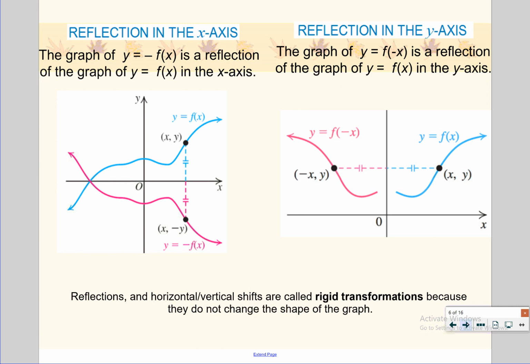All right. Reflections are negatives. So if you have a negative outside of the function, it's going to reflect over the x-axis, which looks like that. Reflection over the y-axis will be a negative inside the function. Reflections and shifts are called rigid transformations because it doesn't change the shape of the graph. It just changes its orientation or its location, but the shape is still the same.